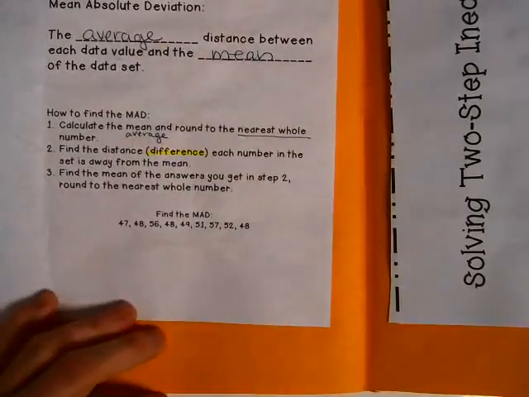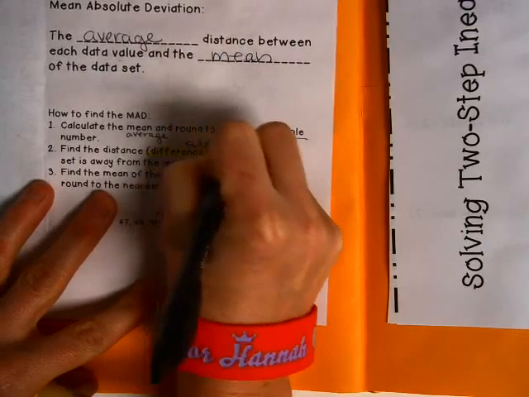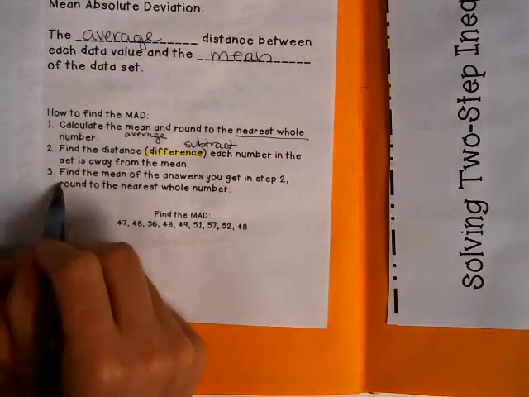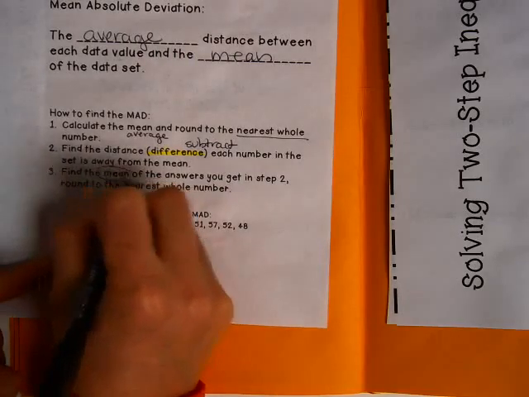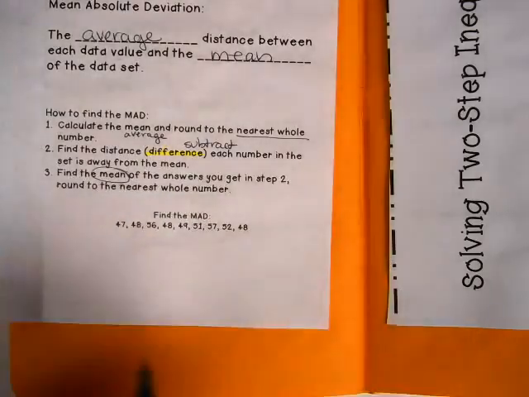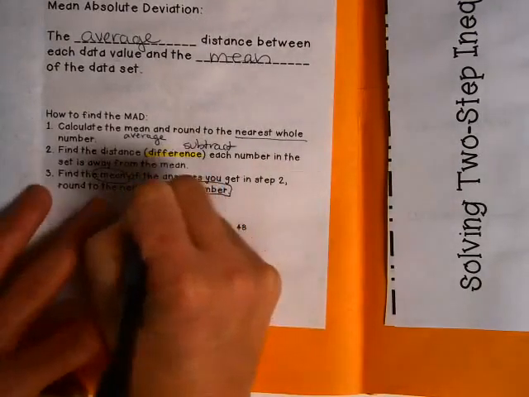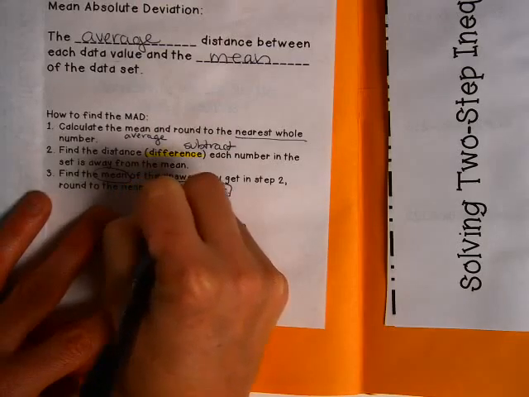So you first have to find the mean, and then you have to subtract to find the difference. And then you find the mean, yet again, the average of all those numbers, and then round. And this one I highly recommend, maybe not whole number, but to the nearest 10th. Okay?